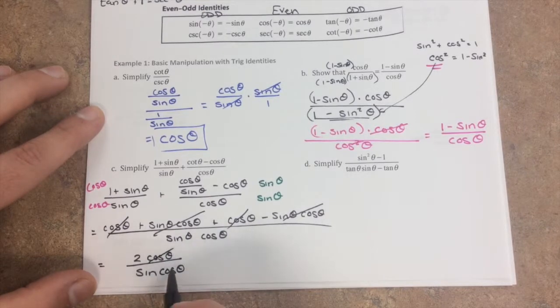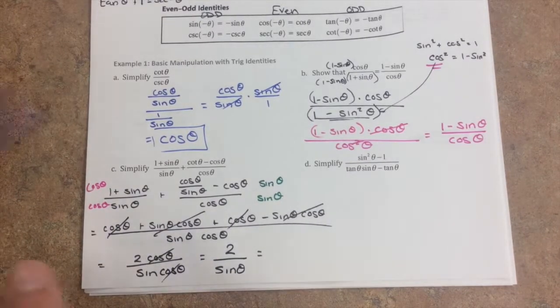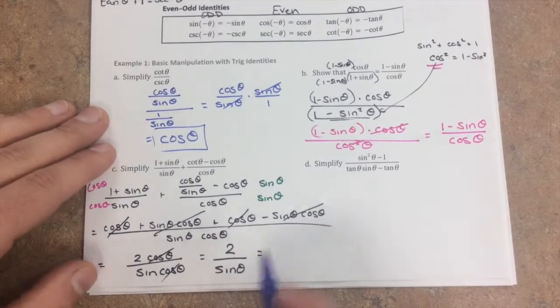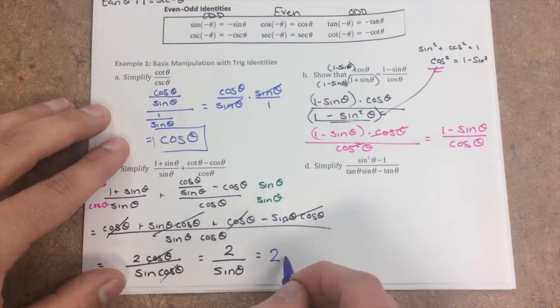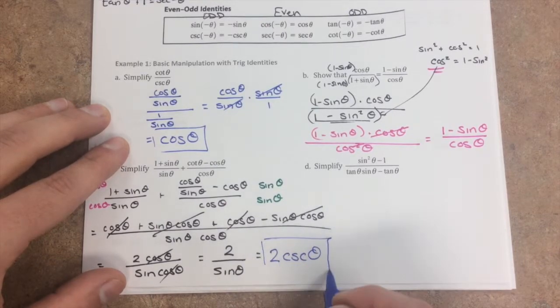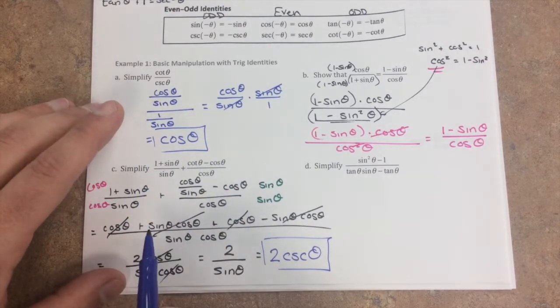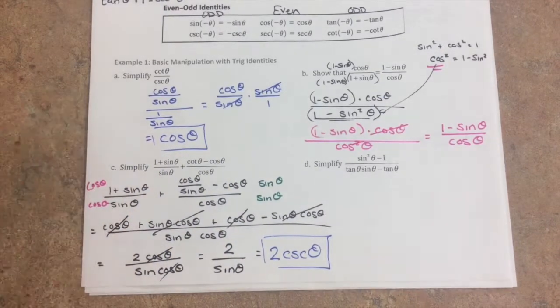Well, these cosines now cancel, and I'm just left with 2 over sine theta. And if we really wanted to, for our final answer, 1 over sine theta is cosecant, so we could write this as 2 cosecant theta. So this whole fractional expression just turns into 2 cosecant theta.